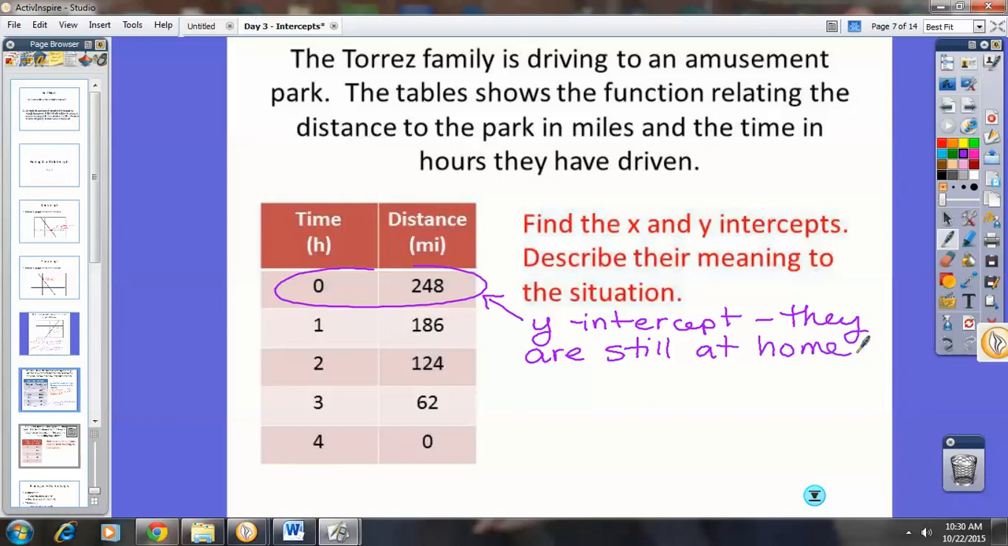What about the x-intercept? What value would you use to represent that? 4, 0. Can someone describe what that intercept would represent? Savannah? They're at the amusement park.